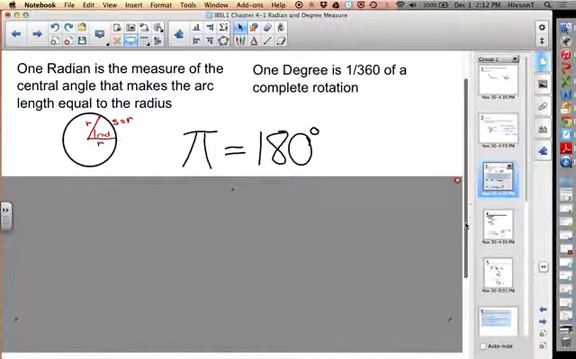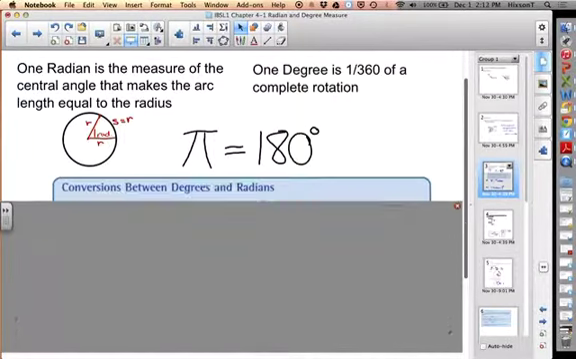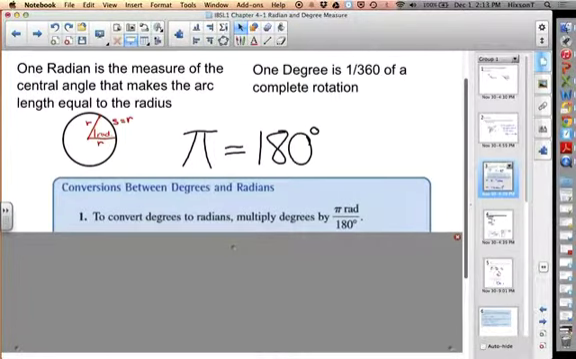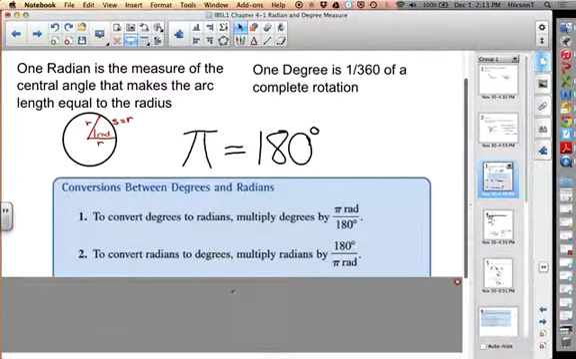Now, like I said, you can convert if you know this, but your book gives you something that could be helpful if you want to remember it this way. If you're converting from degrees to radians, you multiply your degrees by pi radians over 180 degrees. If you're converting the other way, from radians to degrees, you multiply the radians by 180 degrees over pi radians.